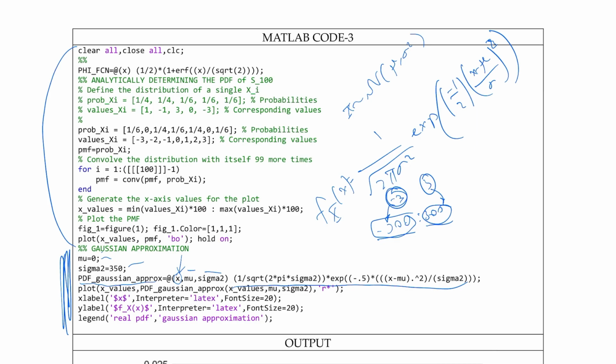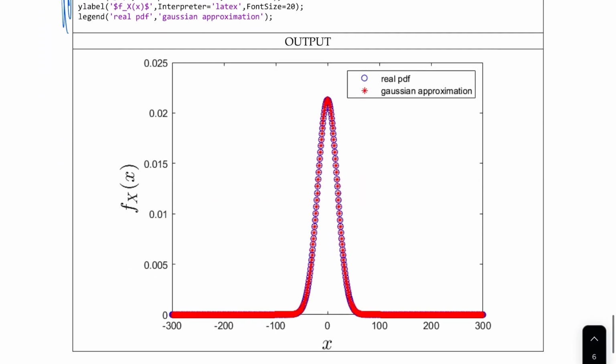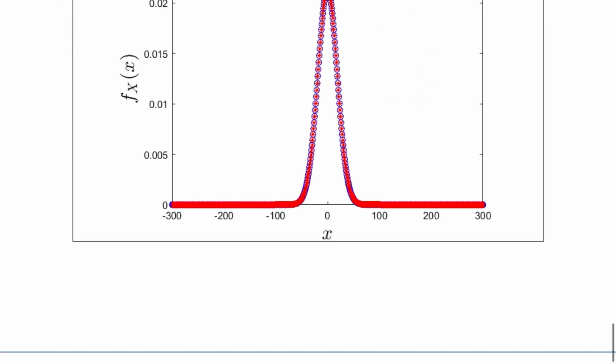We also wanted to compute probabilities using the Gaussian approximation to see how well it would fit this problem, right? For 601 points we are computing the probability, and we can see the real PMF and the Gaussian approximation quite match, and that's it.